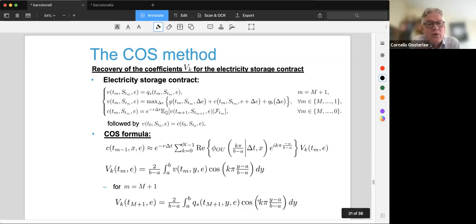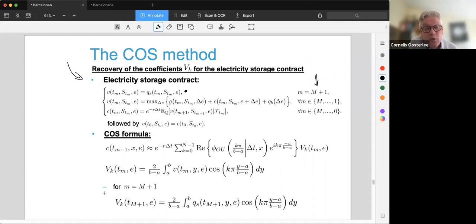The electricity storage contract, that is what we are doing it for. So then at final time, we have the penalty. If we don't satisfy the constraints, Q_S is a penalty. So at the settlement date, M+1, we have the penalty.